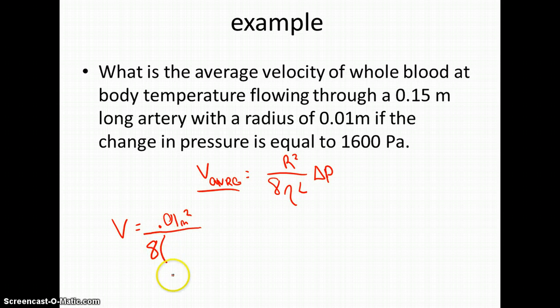And then the coefficient of viscosity for whole blood can be found in that table on page 428. Whole blood at body temperature has a coefficient of viscosity of 2.5 times 10 to the negative third. And then I need the length of that artery, which is 15 centimeters. I'm going to put that at 0.15 meters. And the change in pressure at that time is 1600 pascals, which is average blood pressure.